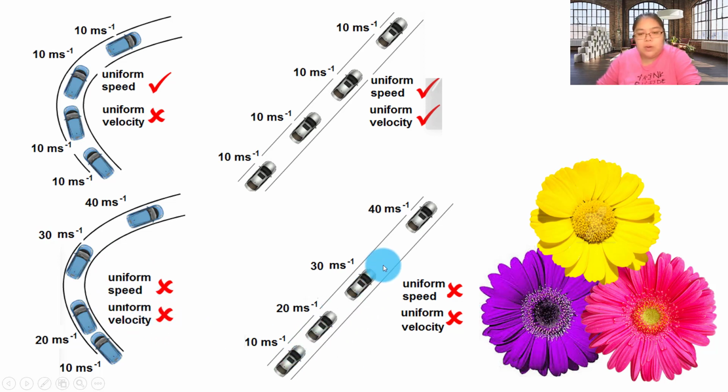Okay, how about this one? Although it's a straight line, which is a constant direction, the speeds 10, 20, 30, 40 are not constant because you keep increasing. So from here we can say uniform speed is no, and they're also not uniform velocity. Okay, in what situation do we call it uniform velocity? When this one is the same, 10, 10, and also 10, just like the first diagram. So this one is both uniform.